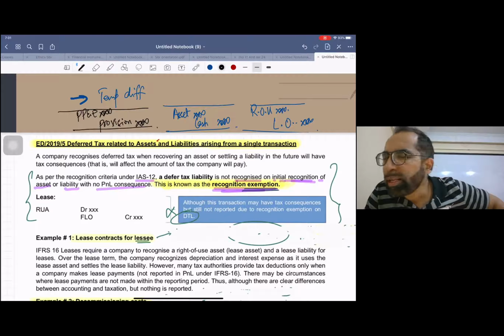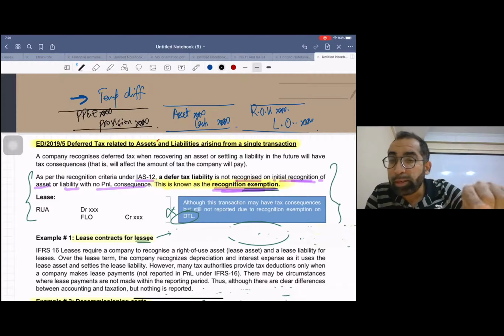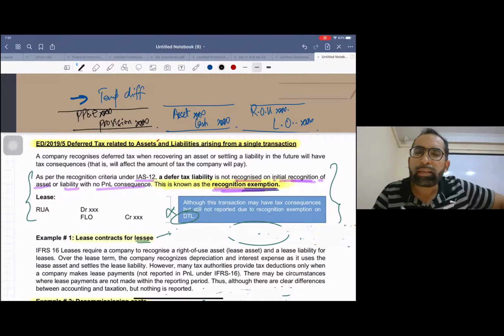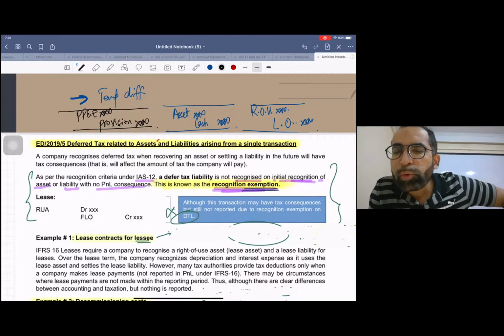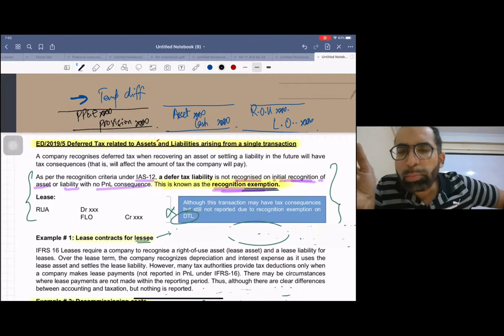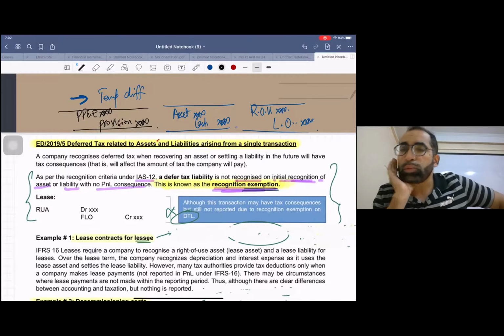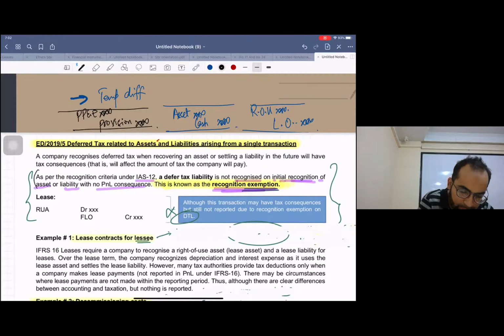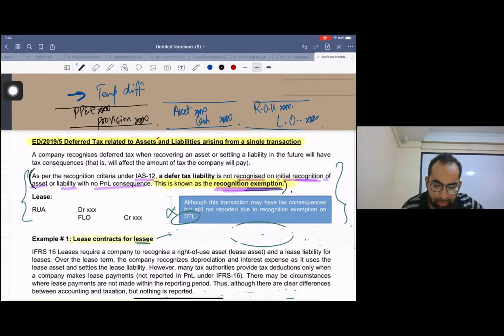Right now there is no P&L. Nothing will go in P&L immediately. At initial recognition, there is nothing in P&L. So again, this will also qualify for recognition exemption, meaning you don't need to book any deferred tax liability on this. So this was the existing IAS 12. This is the recognition exemption. Students, read it again, please.